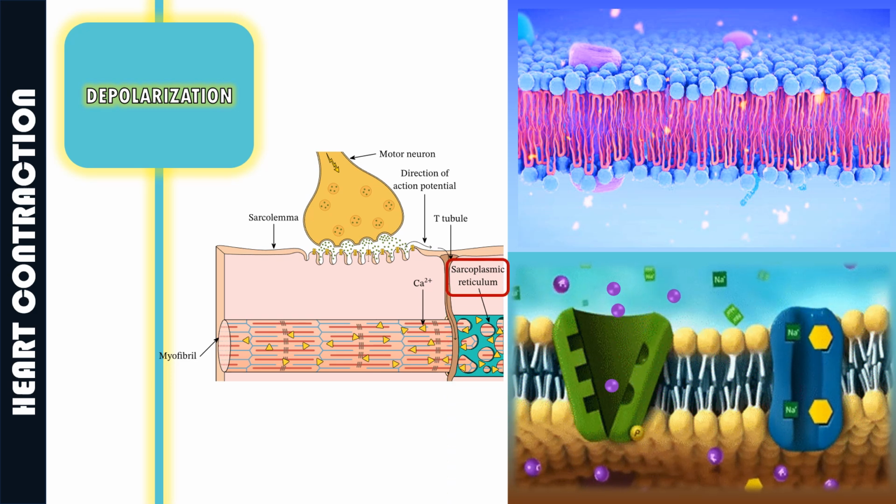sarcoplasmic reticulum. This flood of calcium ions then triggers muscle contraction, allowing the heart to pump blood out of the ventricles. In essence, depolarization is the spark that sets off the heartbeat, transforming electrical energy into mechanical force that sustains life. In short, the electrical impulse reaches the ventricular muscle cells, causing depolarization.